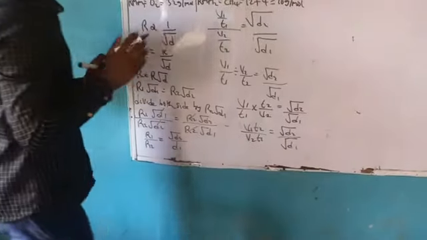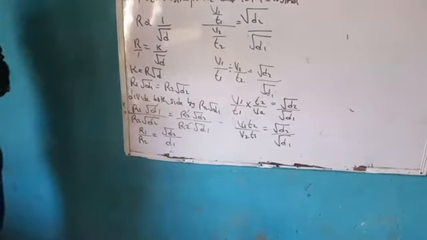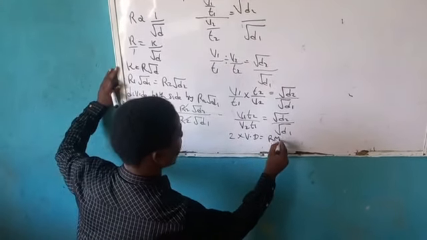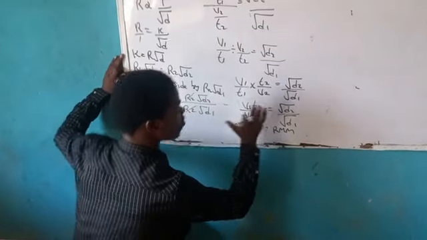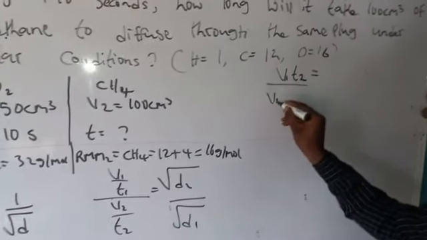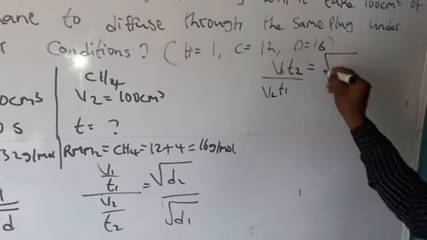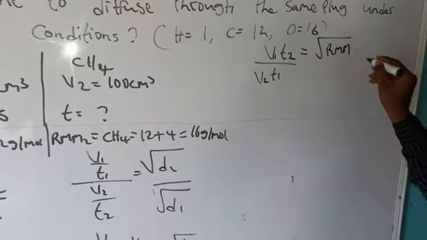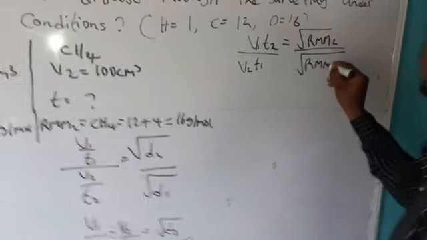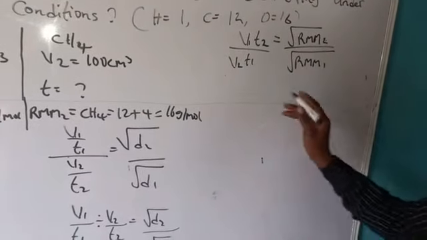Don't forget that we said there is a relationship between the relative molecular mass of the gas and the vapor density of that gas, because we said 2 multiplied by vapor density will give me relative molecular mass. So that means I can replace this density with relative molecular mass, so that my new formula now becomes V1 T2 divided by V2 T1 is equal to the square root of relative molecular mass of gas 2 divided by the square root of relative molecular mass of gas 1. So let's start inserting our parameters.